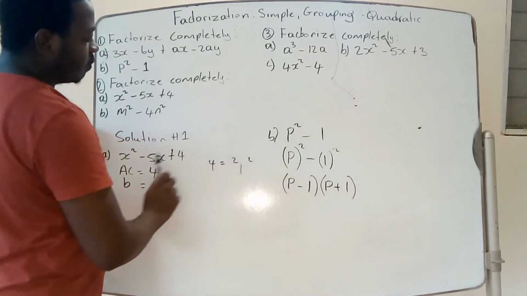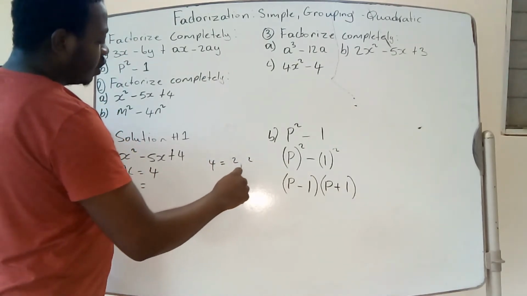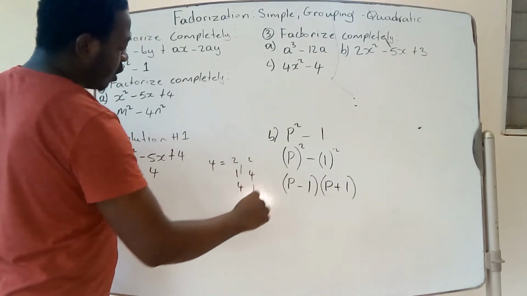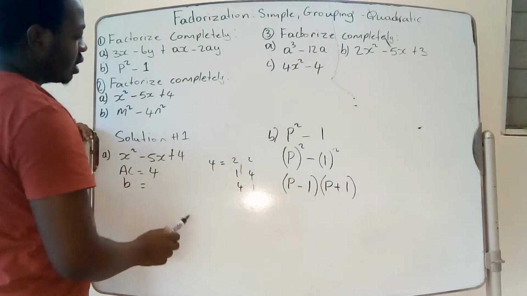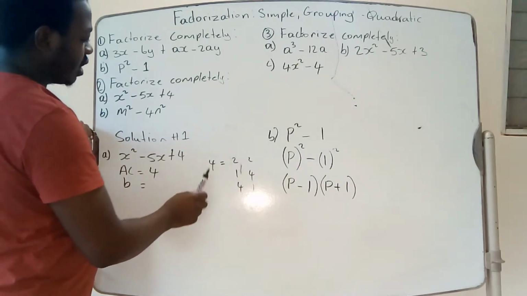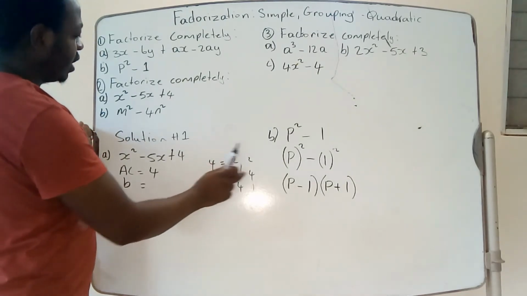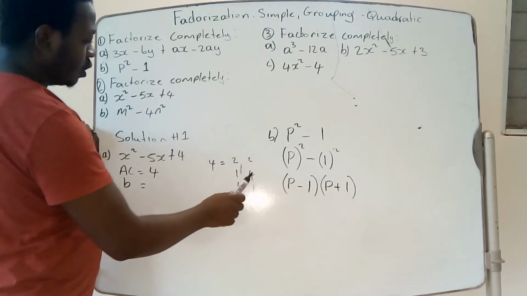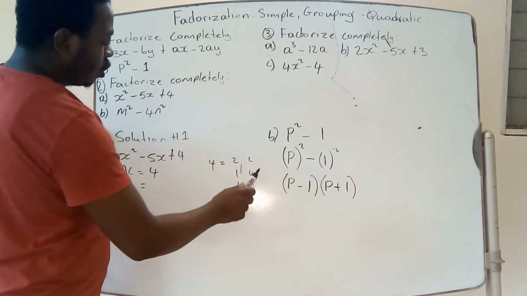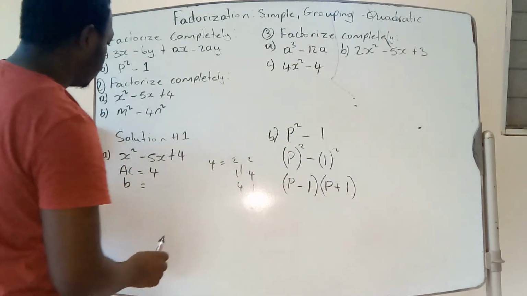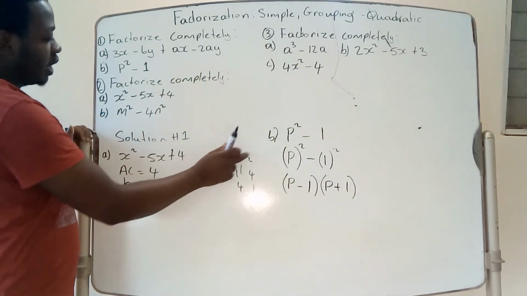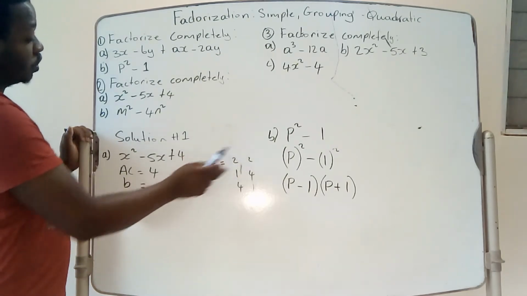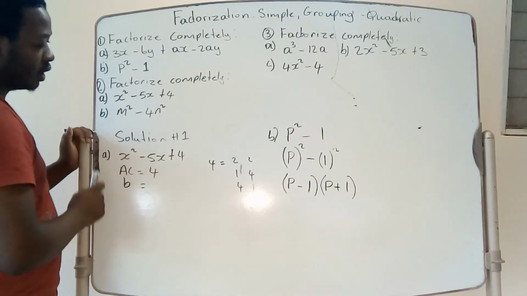Because 2 times 2 is 4, right? And you have 1 and 4, 4 and 1, right? And those are all the factors of 4, right? So 1 times 4 gives you 4, 4 times 1 gives you 4. Now, let's see if we could use 2 times 2. If we add 2 plus 2, that's going to give us 4.